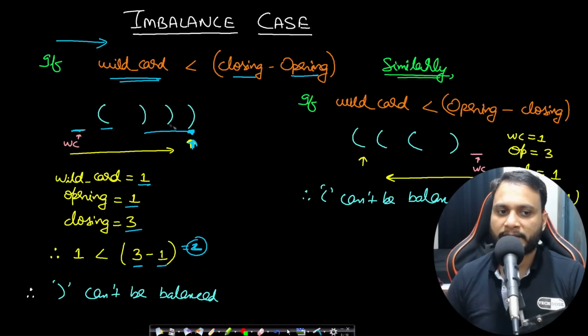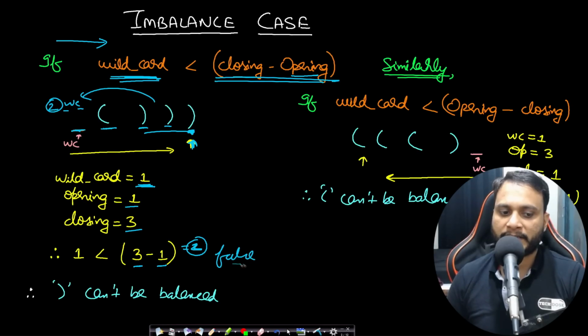This 2 means that there are 2 more closing brackets than opening brackets. So I need 2 wildcards on the left hand side. But how many do I have? I have only 1. So since the wildcard count is less than the number of wildcards needed, this will be returned as false, that it is not possible to balance, right?